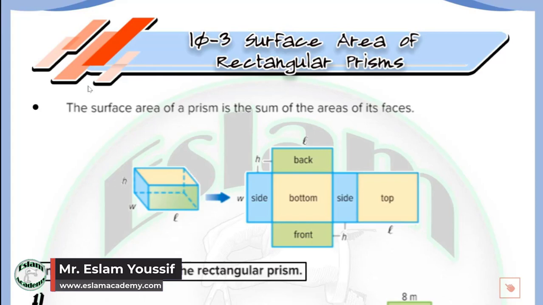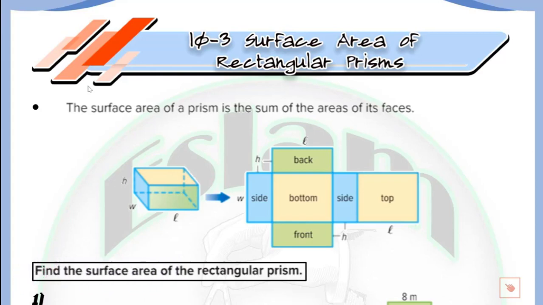Before we start, we need to know the meaning of surface area. To find the surface area means to find the area of all faces, then add them. So the surface area is the sum of the areas of all faces of the prism.